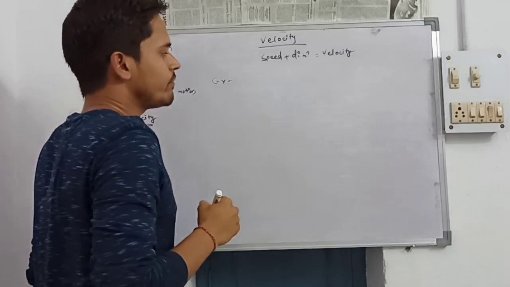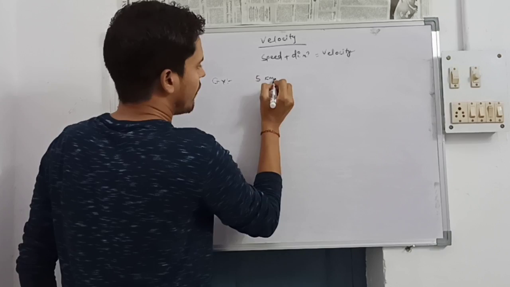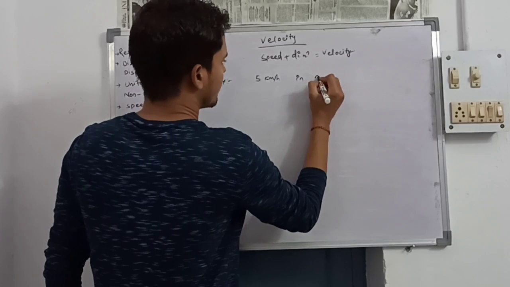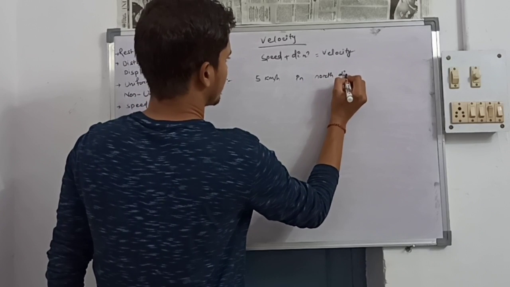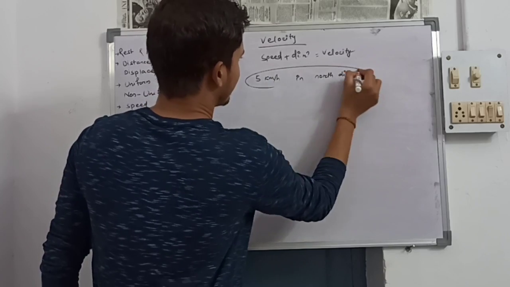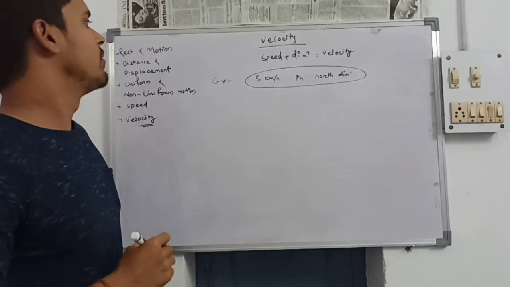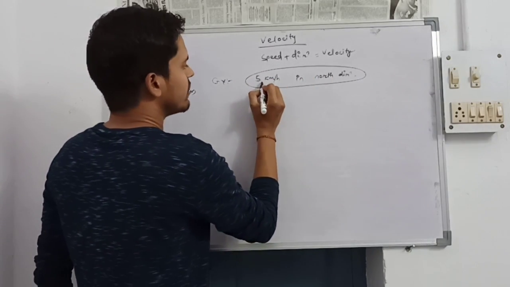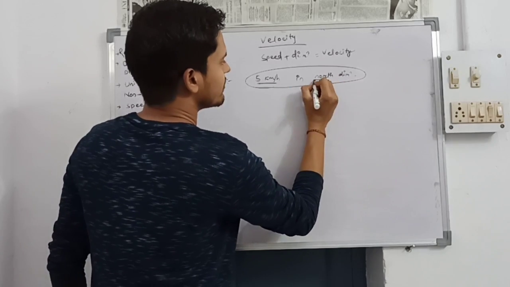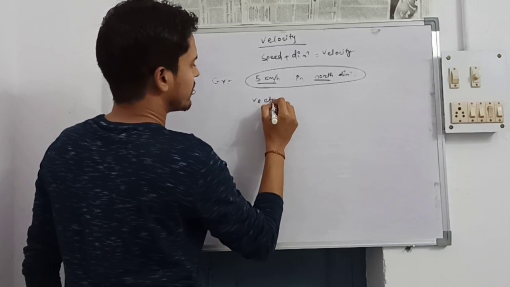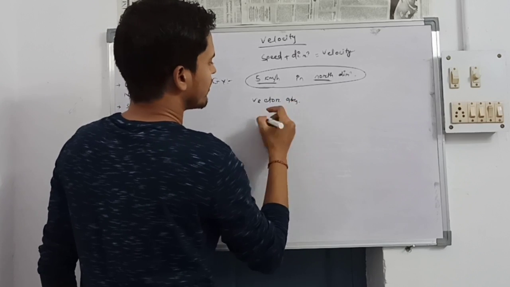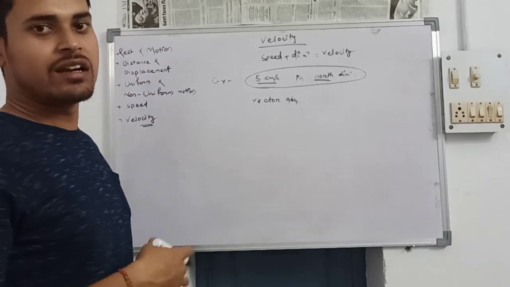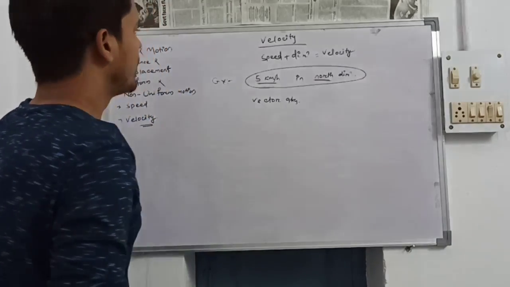An object is traveling at 5 km per hour in the north direction. This total is called velocity. Speed plus direction. So here you can see this is the magnitude, 5 km per hour, and this is the direction. So velocity is a vector quantity. And the units are the same as speed: kilometer per hour, meter per second, centimeter per second, same.